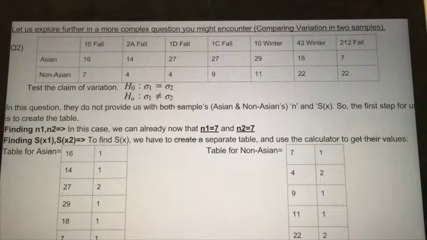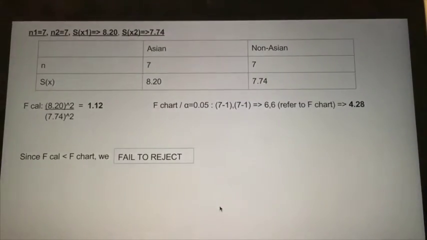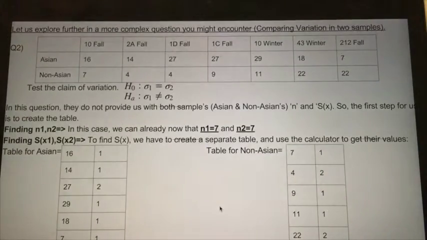Now, this is a more complex question that you will most likely encounter in the final or in any other exams, which involves us comparing the variation within two samples. So in this question, it asks us to test the claim H0 and HA.